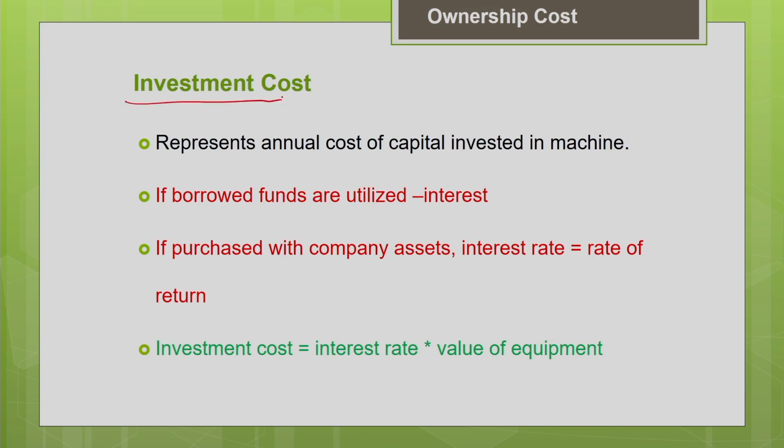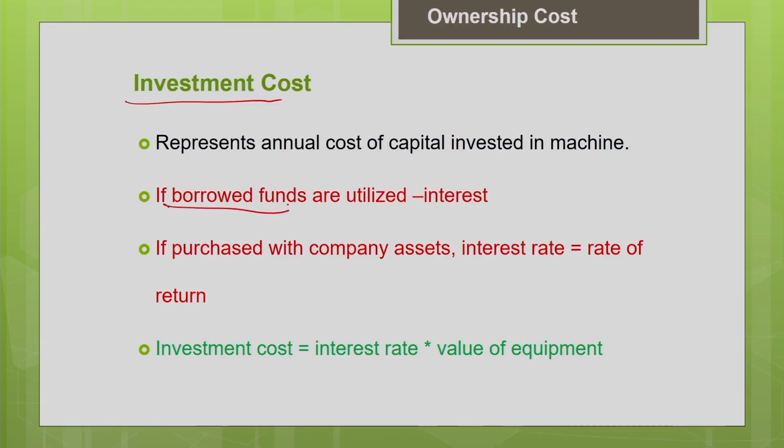Investment cost represents the annual cost of capital invested in the machine. It is similar to the cost of acquiring the ownership of the machine. You might have purchased the machine or the equipment either through borrowed funds, or with your own company assets. In both cases you have to consider the cost of investment. If you are going for borrowed funds, for example a loan, the interest rate you pay for the loan will be considered as the cost of interest. If you are going for company assets, in that case also you have to take the interest rate as a rate of return.